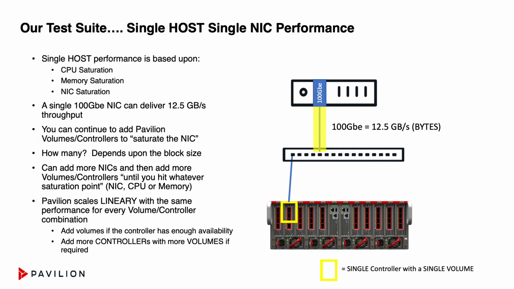And the concept here is for each block size can deliver X amount of gigabytes per second. If you need more performance at that block size, you can add more controllers or volumes or controller volume pairs to that particular host, and the performance linearly scales in the Pavilion environment. How many you need depends on the block size, depends on your hosts. You can also add more NICs to this and more volumes and controller pairs to get more storage if your system can support more data throughput. So with that, let's get right in and show you the performance numbers.